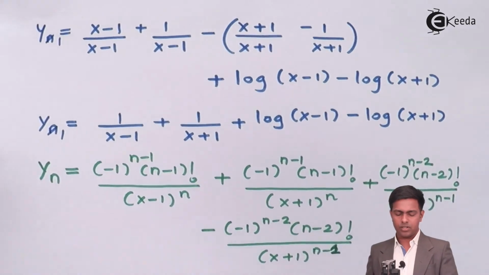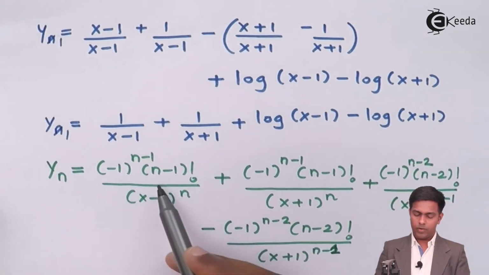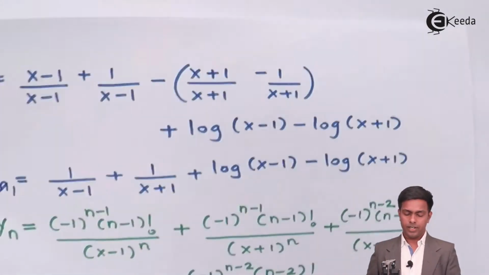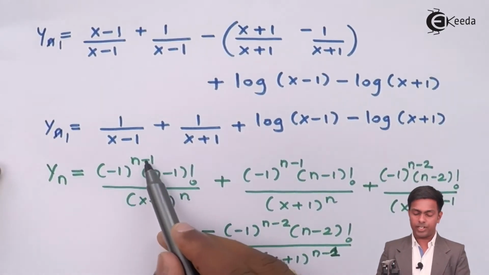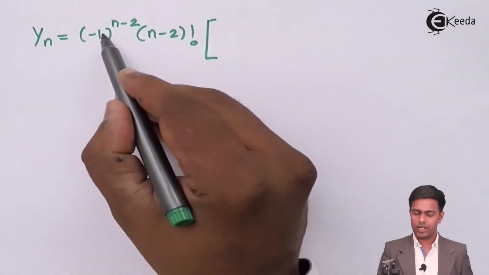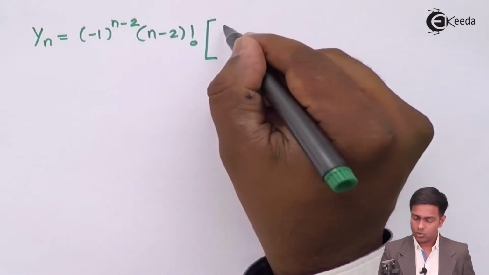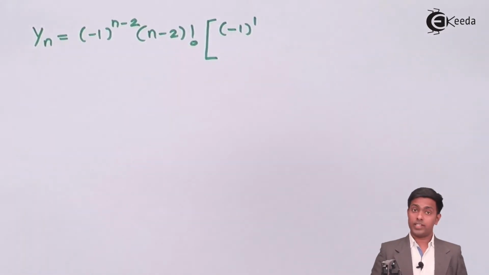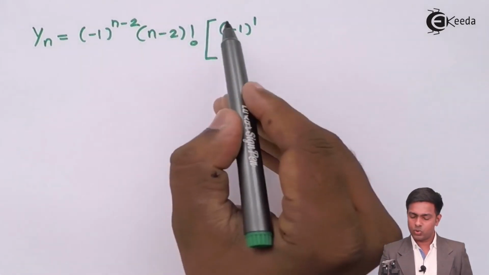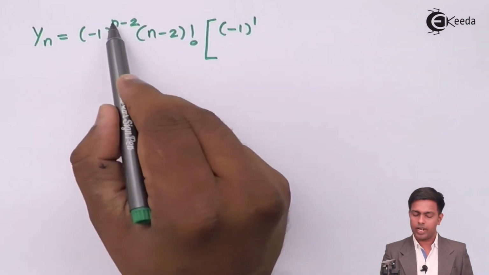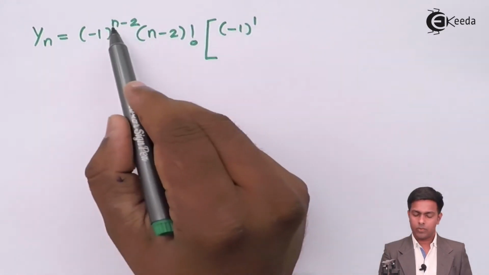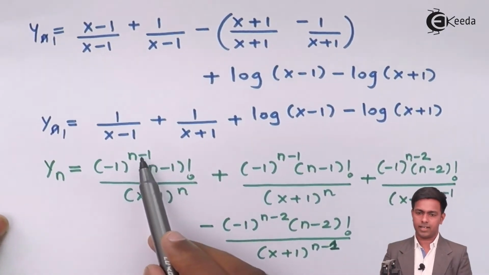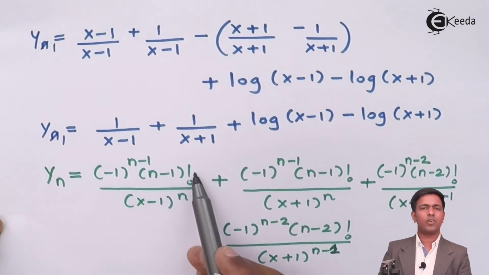So from the first term, let's see what we get. Here we had minus 1 raised to n minus 1. We have taken minus 1 raised to n minus 2 outside, so here we will get minus 1 raised to 1. You always have to cross check: if I multiply these 2 terms, I'll get minus 1 raised to n minus 2 plus 1. Now n minus 2 plus 1 is n minus 1, so that's correct.